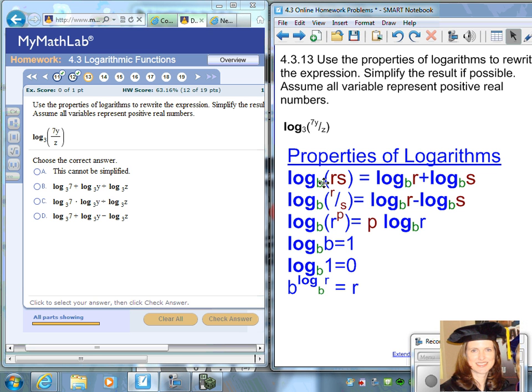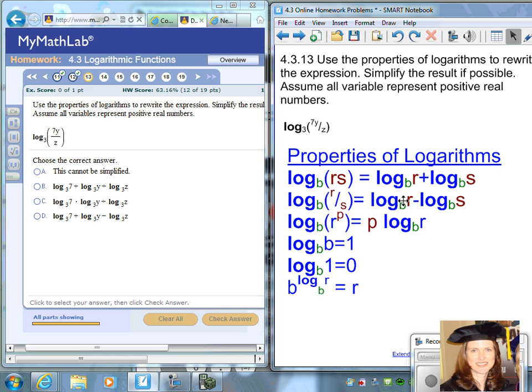The first one is called the product property of logarithms. If you have log base b of rs, that's a product, r times s, you can rewrite it by expanding it, breaking it apart into two logarithms, log base b of r and log base b of s, and you put a plus sign in between.